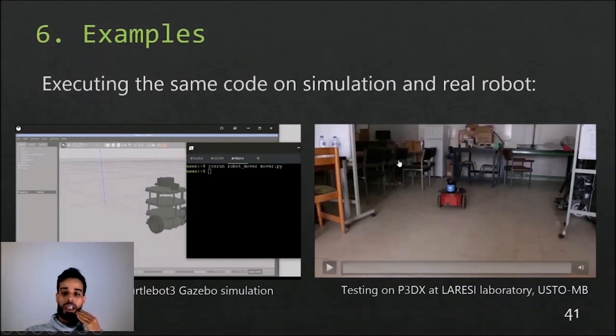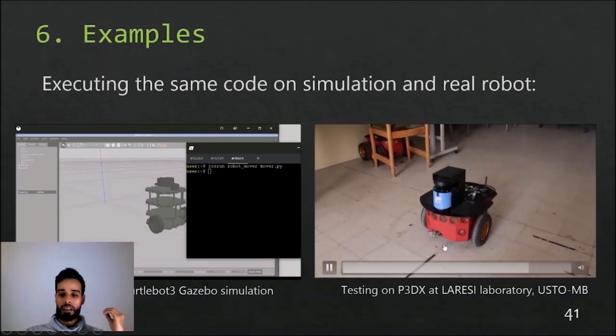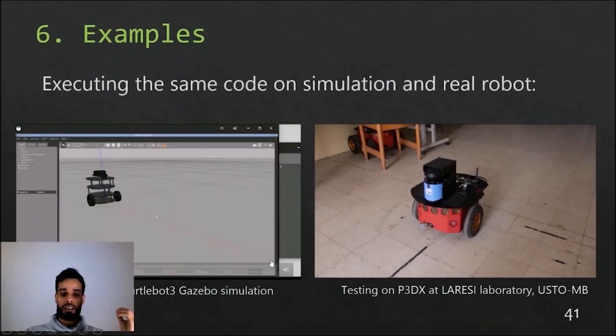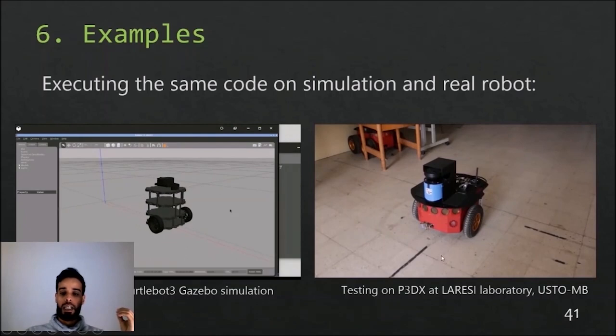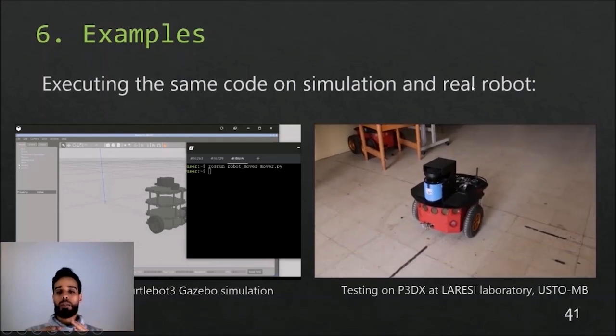And I executed the same code on the real robot here in our laboratory at USTO Oran University, at the Laboratory of Intelligent Systems. We have a P3DX robot and executed the same code on it. You see, I set it to move for 3 seconds and then stop, and the same code is executing on the real robot. For example, I don't have access to the laboratory during the weekend, so I can just create my programs in the simulation, and when I get to the real robot, I just upload my code to this robot, and the robot will execute it.